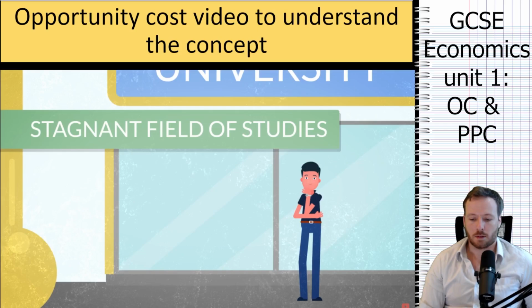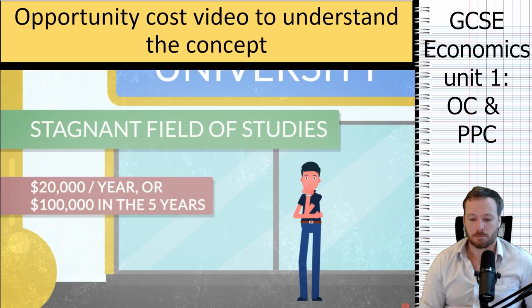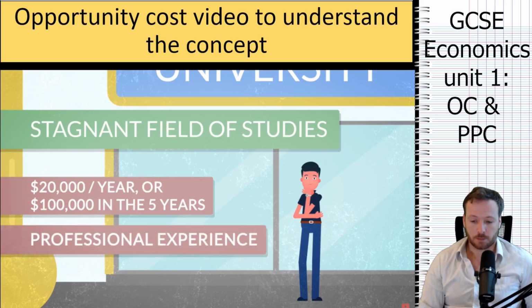Instead of going to a university, he could have applied right away for a job paying him $20,000 a year, or $100,000 in the 5 years. What's more, he would have gained professional experience that would quickly allow him to apply for a promotion.